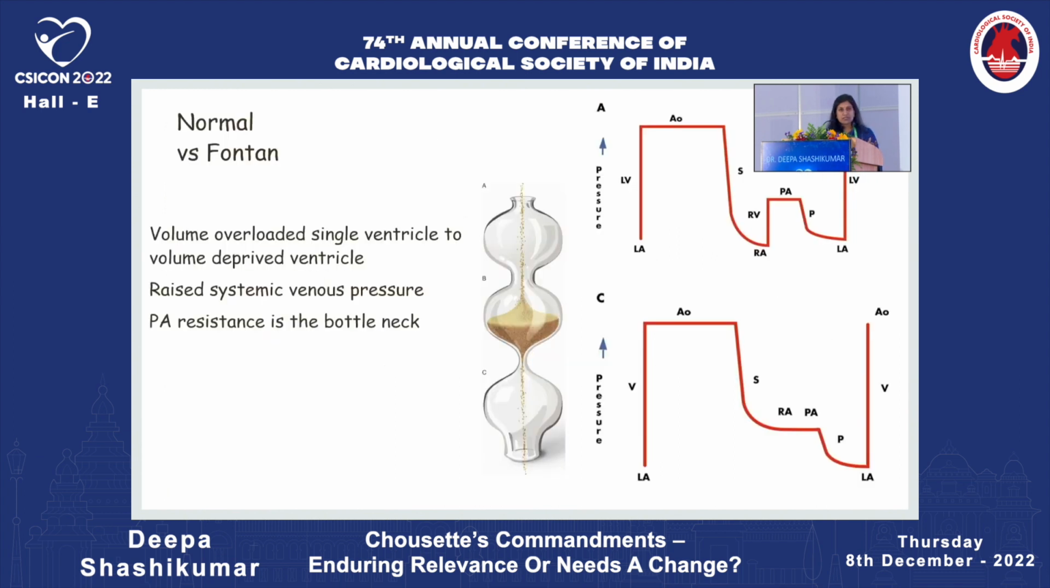So what happens when you convert a univentricular circulation to a Fontan circuit? A volume overloaded single ventricle immediately becomes a volume deprived ventricle. As you can see, the systemic venous circulation no longer goes through a subpulmonary ventricle. It goes straight into the pulmonary arteries, so that the systemic venous pressures are on par with or higher than the pulmonary artery pressures, which means there is raised systemic venous pressure. And as you can all deduce, pulmonary vascular resistance is the bottleneck to this circulation.